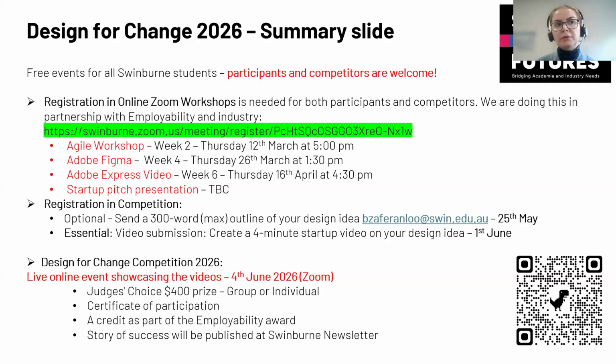What you can achieve is the judging choice for the best video, which is a 4-minute video: $400, a certificate of participation, credit, and we will instruct you how you can apply this for your employability award, and a story of success will be published in the Swinburne newsletter.